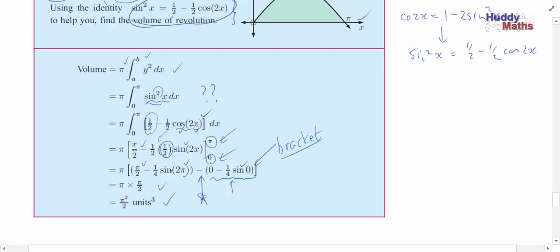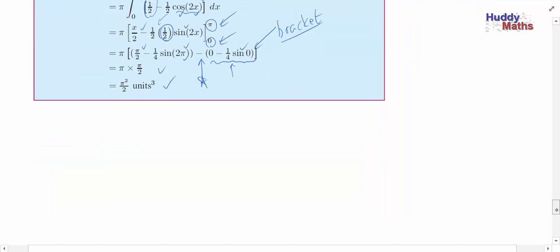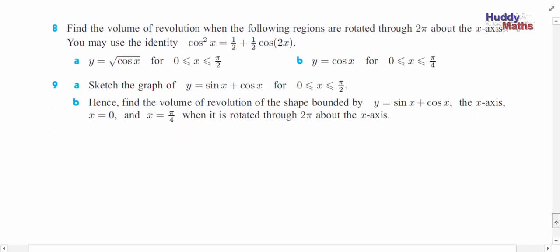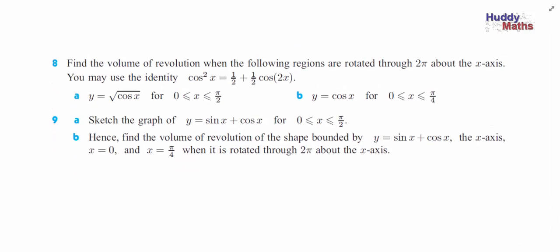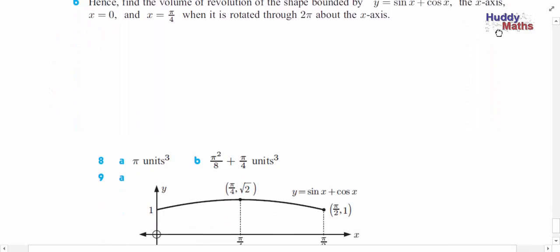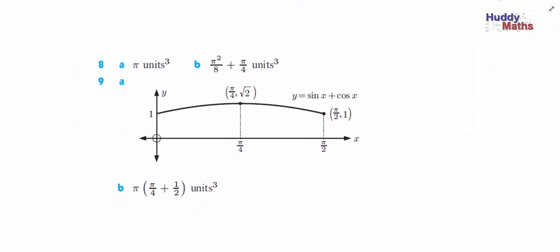Are you happy with that? Oh, well, let's see if you are, and we'll come and do some down here. And then we'll finish in this presentation with these two problems. I want you to look at it carefully. Setting out's important. Volume equals pi, integral from a to b of y squared dx, and then putting in your y squared. Okay, pause the presentation and have a go. I'm going to show you the answers now. So let's come down and here are our answers. Okay, so check that out.